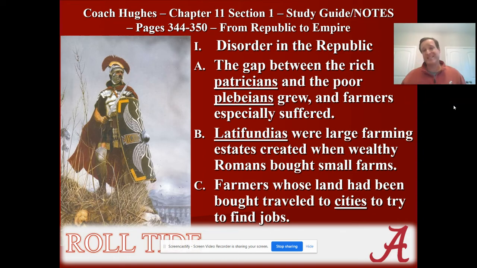Okay. So this gap between the patricians and the plebeians grew, and farmers especially suffered. Basically, the rich got richer and the poor got poorer. Take some of those plebeians that did have some land, and land in the ancient world equaled money. Let's take a look at B there.